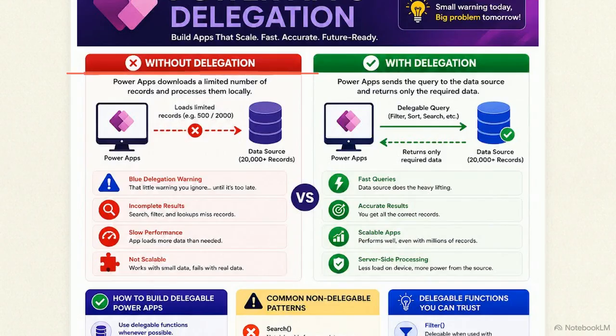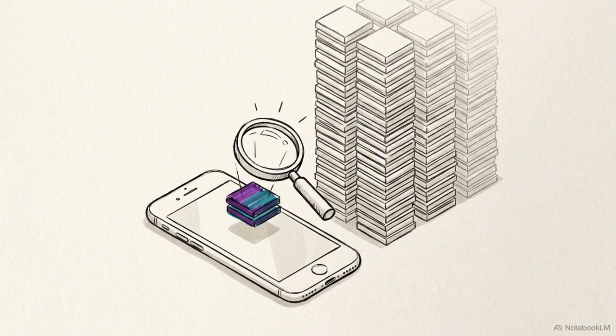This diagram illustrates the data flow of a query executed without delegation. Power Apps request the data, but because the database cannot execute the query, it truncates the response. By default, the system only sends back the first 500 records. The phone or web browser holds that isolated 500 record subset in active memory, applying search filters locally against a small fraction of the total dataset.